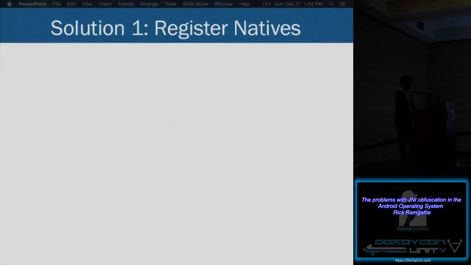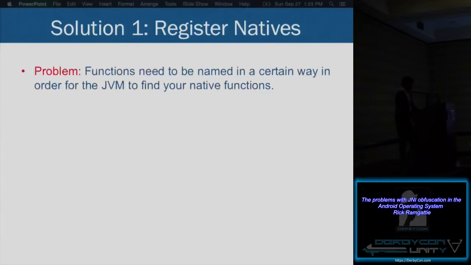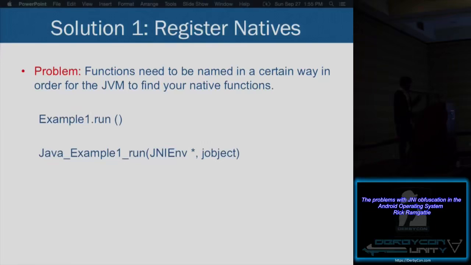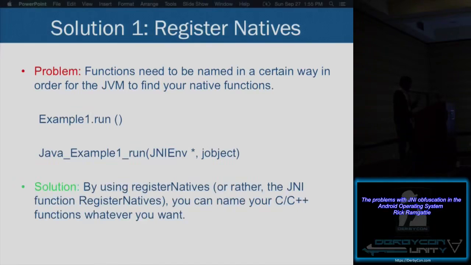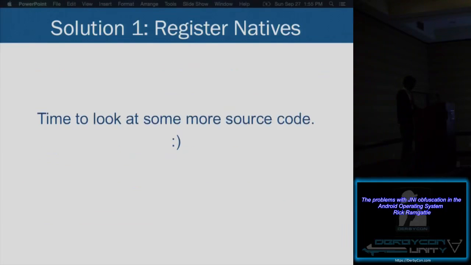So the first solution is using something called register natives. The problem we're facing is that functions need to be named in a certain way in order for the JVM to find the native implementation. Like I said, example1.run will be Java_example1_run. The solution is to use register natives, so that instead of the JVM having to locate the native implementations by exact name, you can pass function pointers along to find them. Alright, time to look at some more source code.